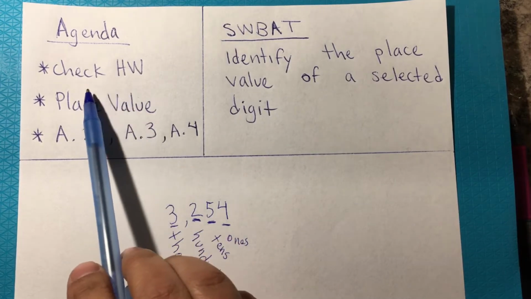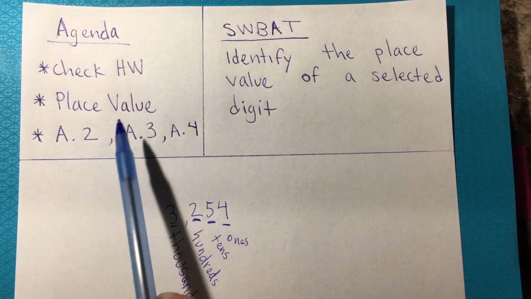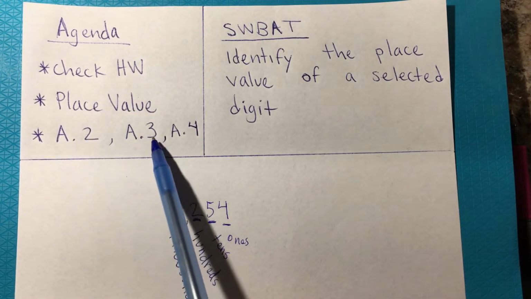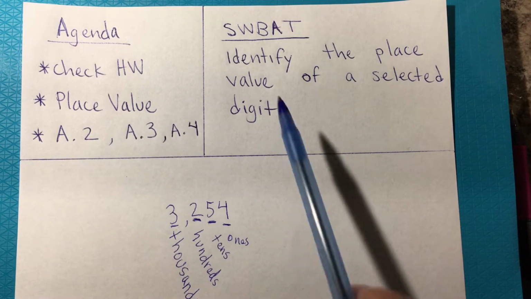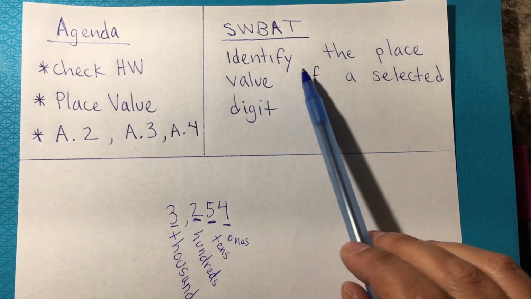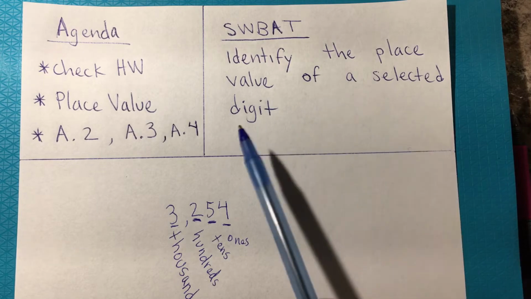Video, students. Today's agenda is to check homework. We'll be learning about place value, and you will be able to do pages 2, 3, and 4 from Module A. Today, students will be able to identify the place value of a selected digit.